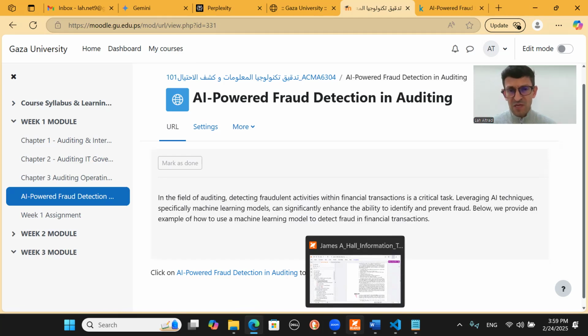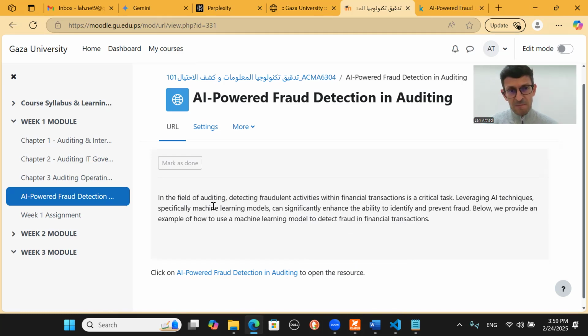So the best way, of course, to learn something is by doing. In the field of auditing, detecting fraudulent activities within financial transactions is a very critical task. Leveraging AI, artificial intelligence techniques, would really help us a lot. More specifically, machine learning models can be applied to detect accounting or financial issues in reports or systems. Using AI and machine learning can significantly enhance the ability to identify and prevent fraudulent activities.